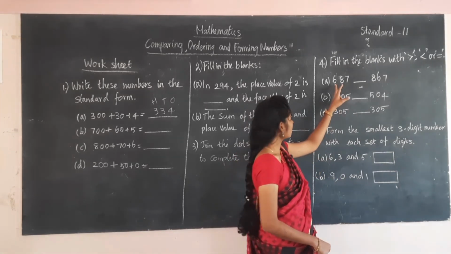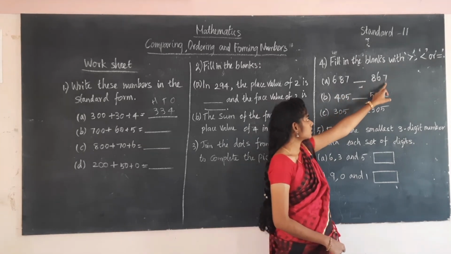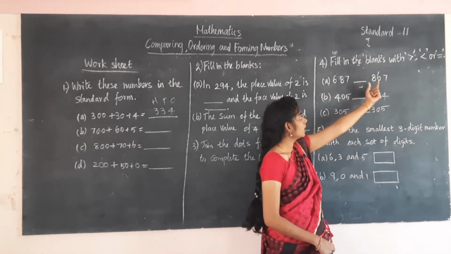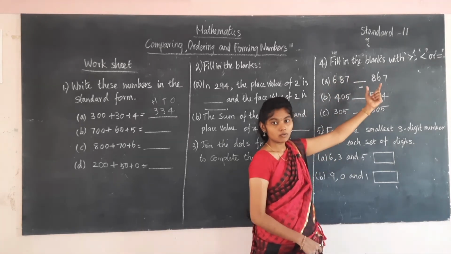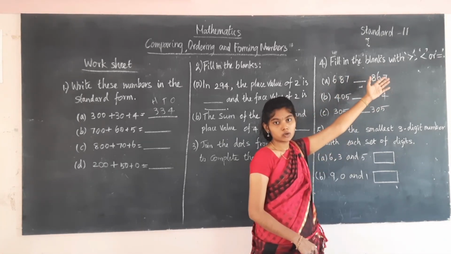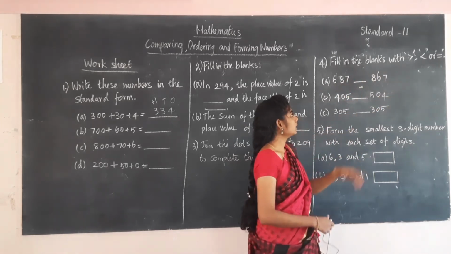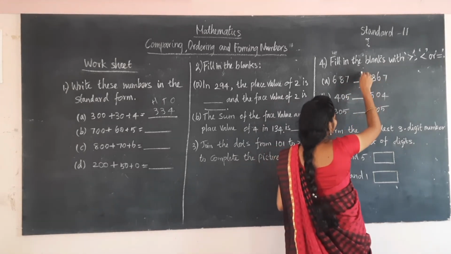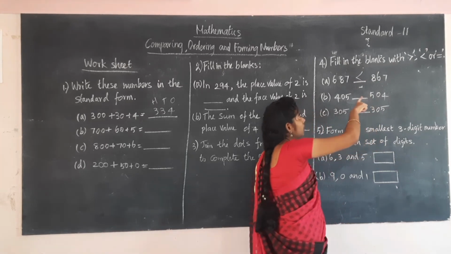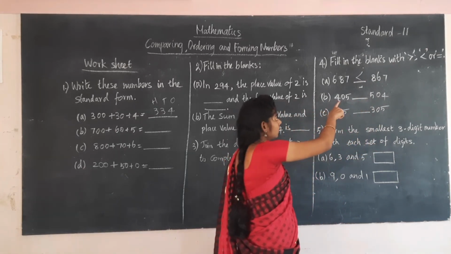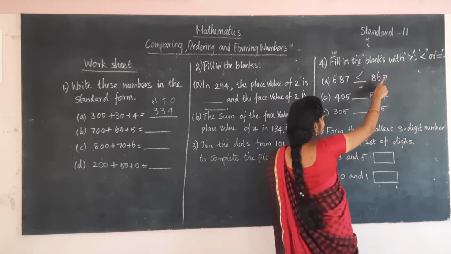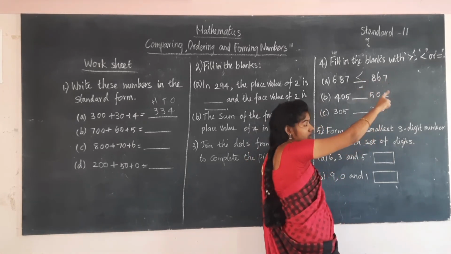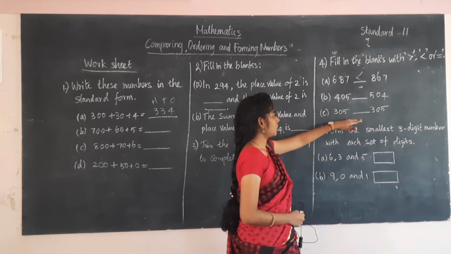So now see this: 687 and 867. Look at the hundreds place first. Here 6 in hundreds, 8 in hundreds. Which one is greater? 8 is greater. So the open side of the sign will be facing the greater number. So the answer is 687 is less than 867. The less than sign means the number on the open side is greater. So do these two sums as your homework.